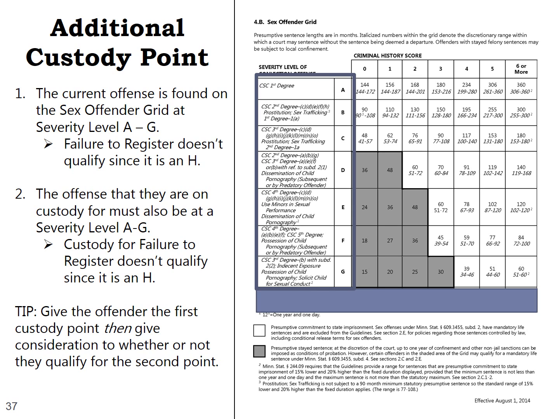Next, they will be assigned an additional point because the offense that you are assigning custody for is found on the sex offender grid at severity level A through G. And the offense that they were pending sentencing for was also at an A through G. So again, just remember to assign the first point and then move on and see if they qualify for the second point. Because remember, you can't give a second point without a first point.